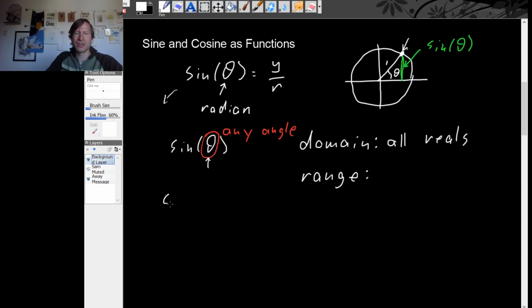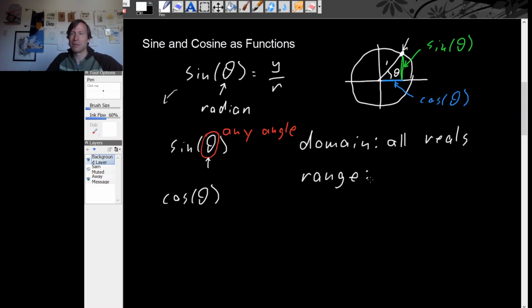Same thing goes for cosine, of course. The only difference for cosine is that we would be talking about horizontal coordinates in this diagram instead of vertical coordinates. But still, no matter what angle you put into this diagram, you would get some horizontal coordinate, and that means that cosine of theta is defined for any theta.